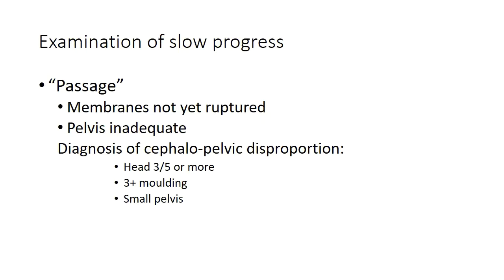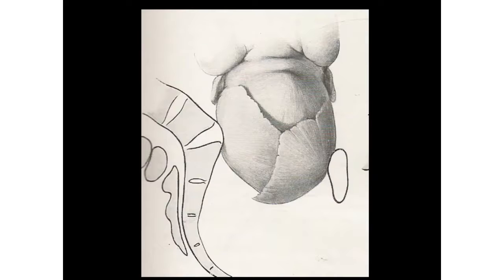And finally, look at the passage itself. It may be that the membranes are not yet ruptured, or it may be that the pelvis is totally inadequate. We diagnose cephalopelvic disproportion as a cause for slow progress when the head is still 3/5, so the head is not engaged, there are 3 pluses of molding, and you feel a small pelvis on examination. This is a classical picture of cephalopelvic disproportion.